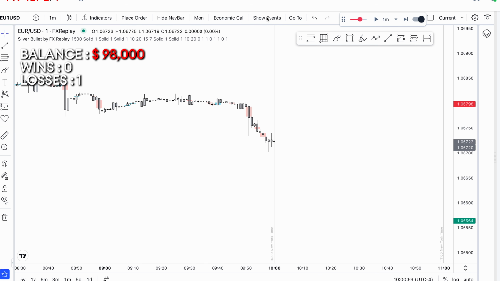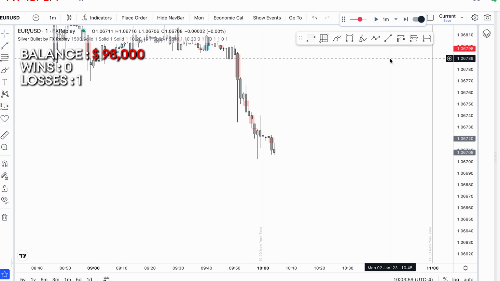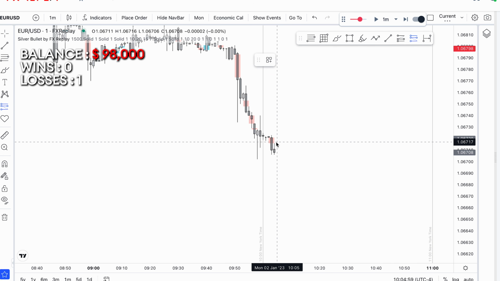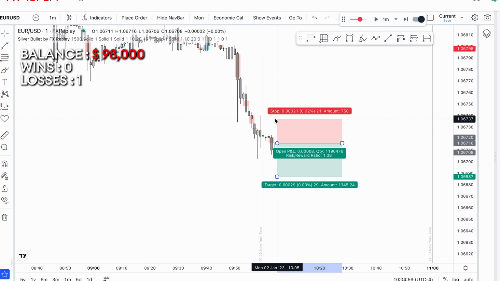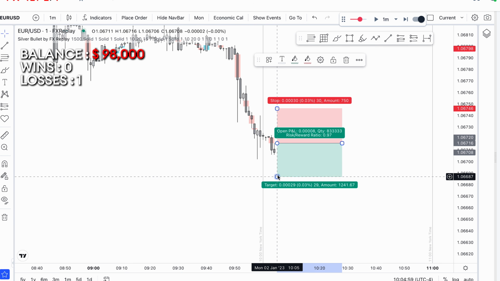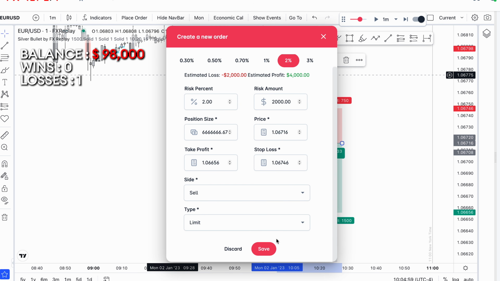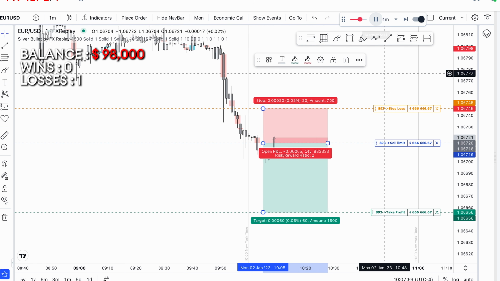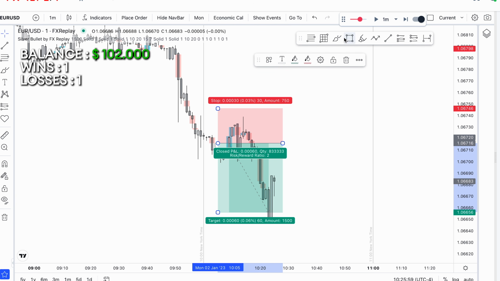So we're going to go to the next silver bullet session. Let's wait for the first fair value gap that we can find. That's this one right here. Short position. Stops above this one, but now it's not even 1 pip. So we're going to do at least 3 pips. Targeting a 1/2 position. Placing the order. 2% risk. Let's go. And target has been hit. So now we've made up for the loss that we took and we're up 2%.